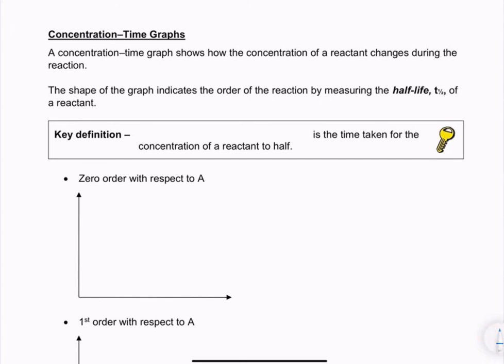In this video we're going to take a little bit more of a look into concentration time graphs. So we mentioned in the first video that we can find the rate of reaction by finding the gradient at a particular time on a concentration time graph. What we're going to look at now is how the shape of a concentration time graph might give us some indication of the order of the reaction.